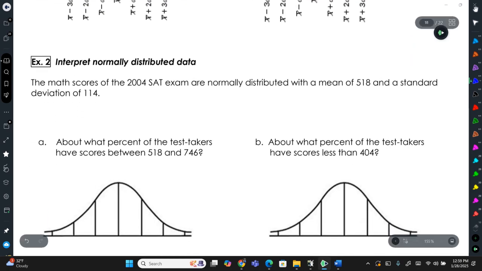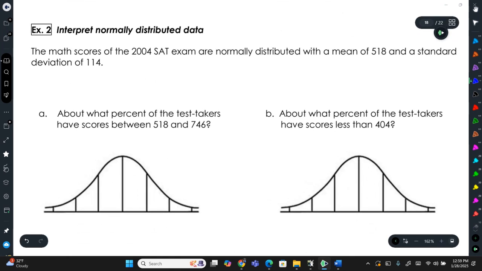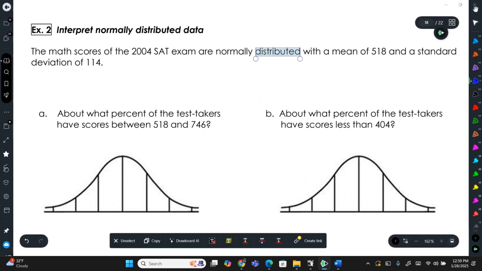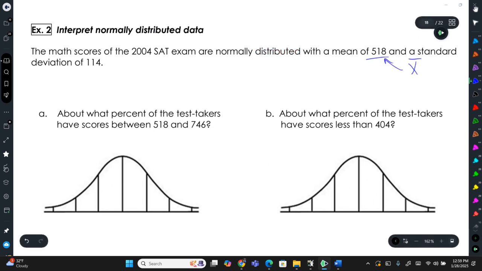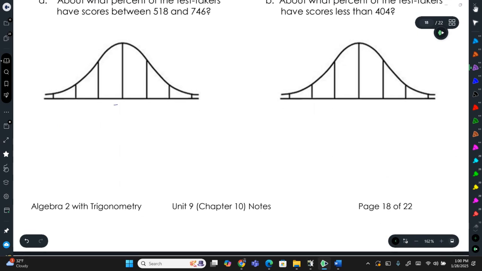Now we're going to use that to actually interpret data. So here it says the math scores of the 2004 SAT exam are normally distributed with a mean of 518. So what that means is that x bar is 518 and a standard deviation of 114. So this is my standard deviation. So if I translate that to this information up here, my middle one is going to be x bar. So if I go down here, I can label the middle one the mean, which was 518.